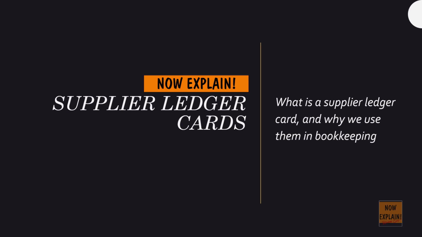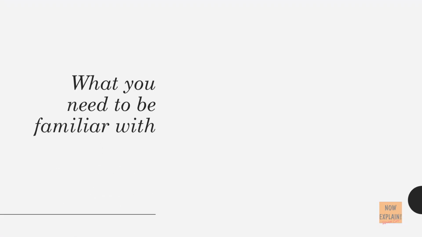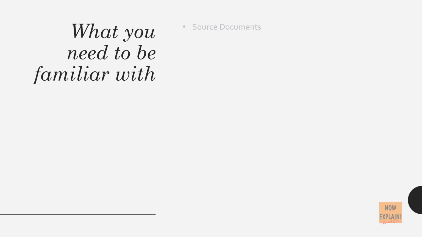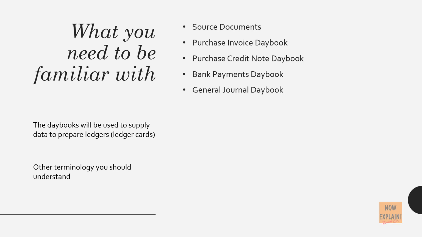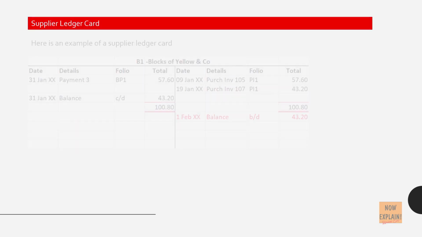Supplier ledger cards. What is a supplier ledger card and why do we use them in bookkeeping? What you need to be familiar with: source documents, purchase invoice daybook, purchase credit note daybook, bank payments daybook, general journal daybook. The daybooks will be used to supply data to prepare ledgers, the ledger cards. Other terminology you should understand: T accounts, debits and credits.